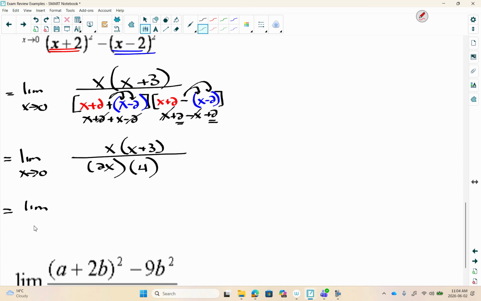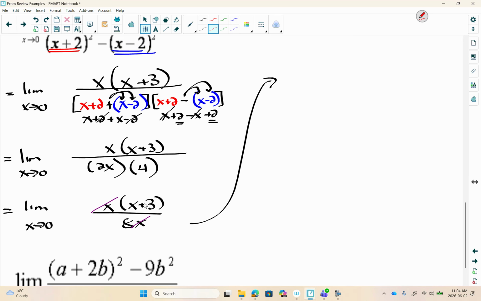I have the limit as x approaches 0 of x times x plus 3 over 8x. And it's the x that cancels. This one cancels this one. I can go back to direct substitution. What's 0 plus 3? And on the bottom, I'm just going to have an 8. There's no x to fill in on the bottom anymore. 3/8 is my limit.